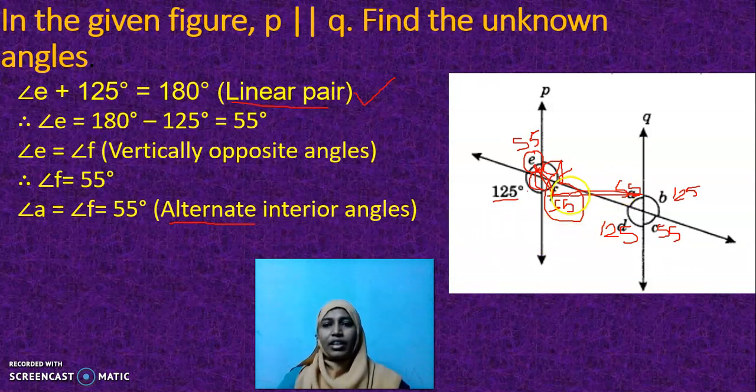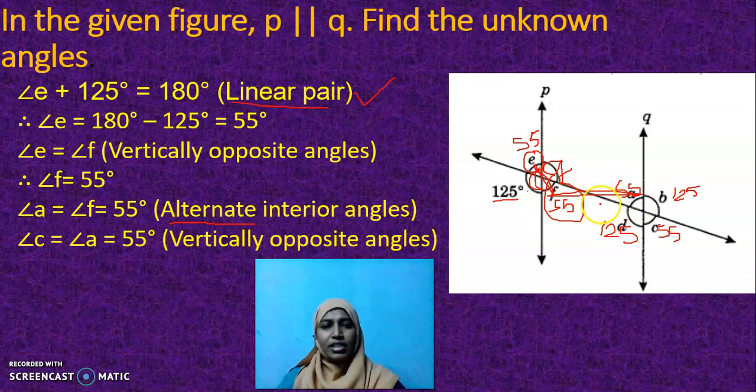Okay, alternate interior angles. So then what is the next thing? C is equal to A. So what is the reason for this? Vertically opposite angles. This we did the same. There is no other property to state A is equal to C. A is equal to C because they are vertically opposite angles.